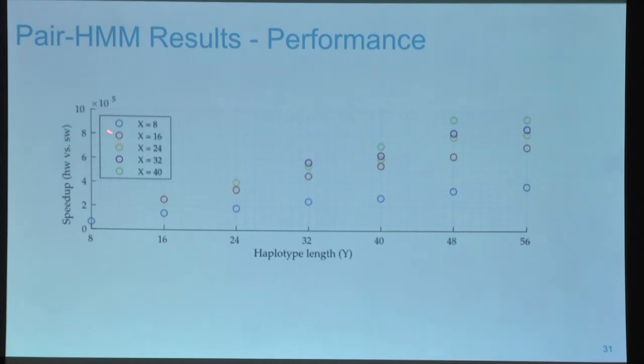We can take a look at the different haplotype lengths. The haplotype is one of the sequences, and the longer we make it, the better the performance gets. Here the different colors are the other sequence length. They don't necessarily have to be the same length. For example, they can stop or start early, depending on either of them. But this one is always longer than the other one, so that's why you don't see the purple and green dots there.